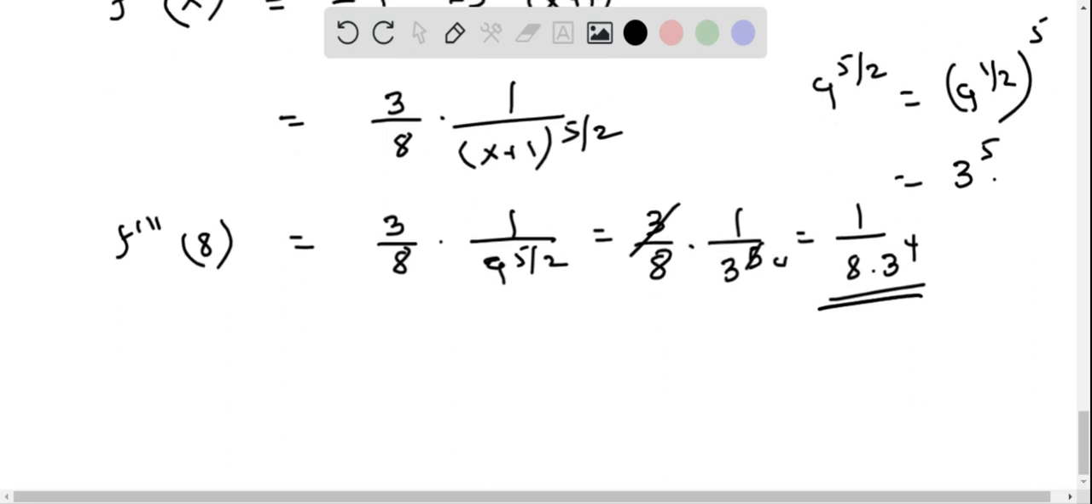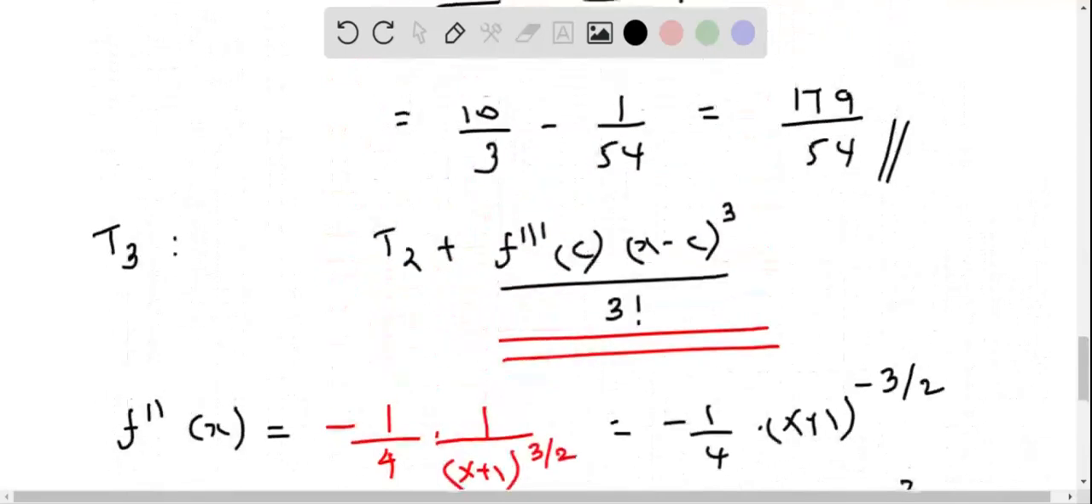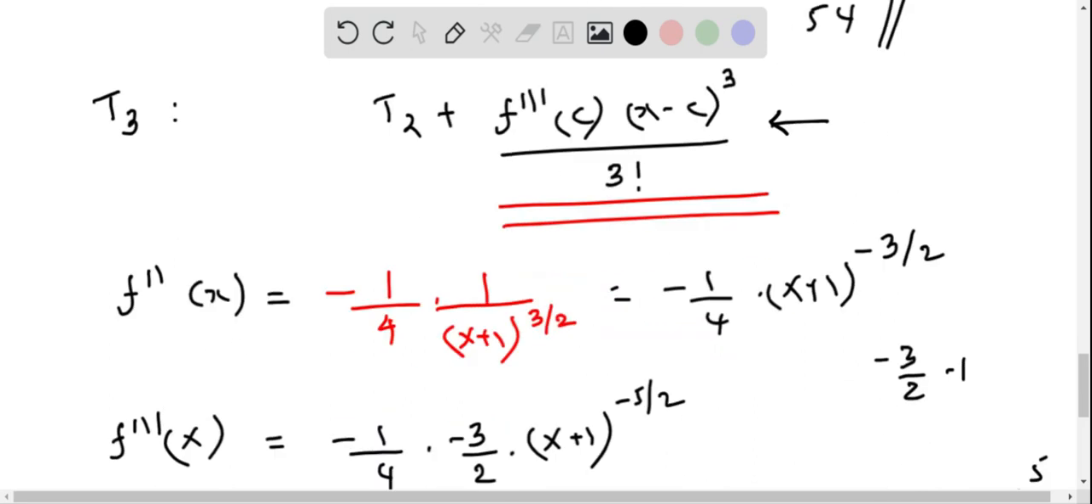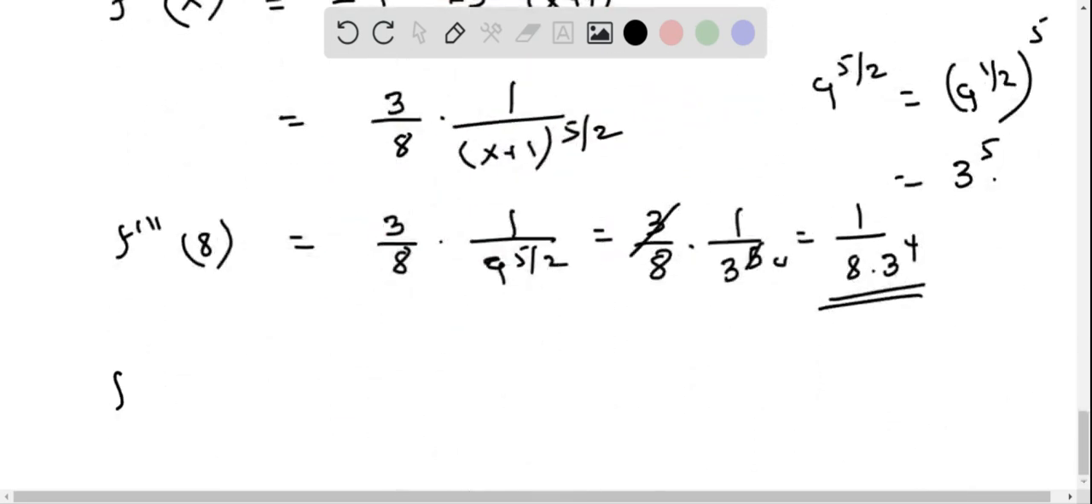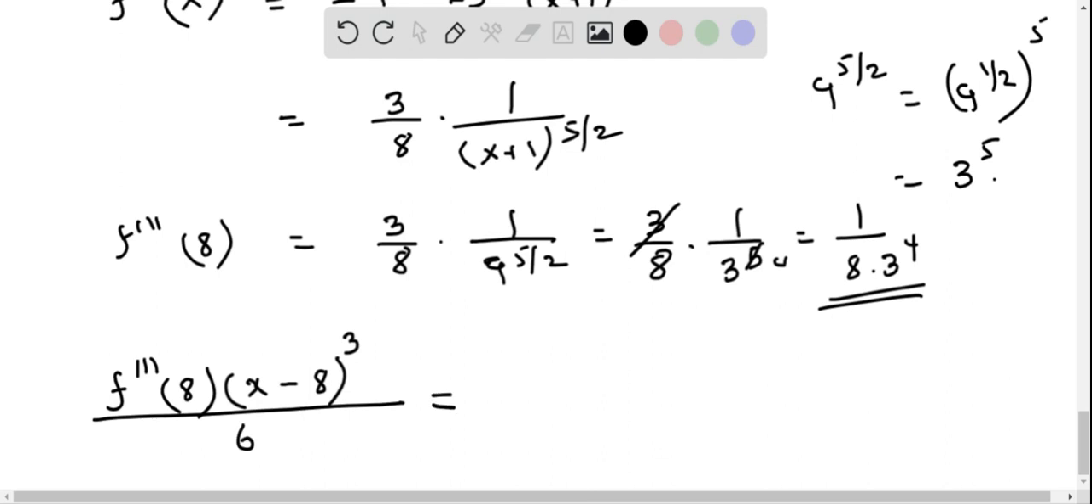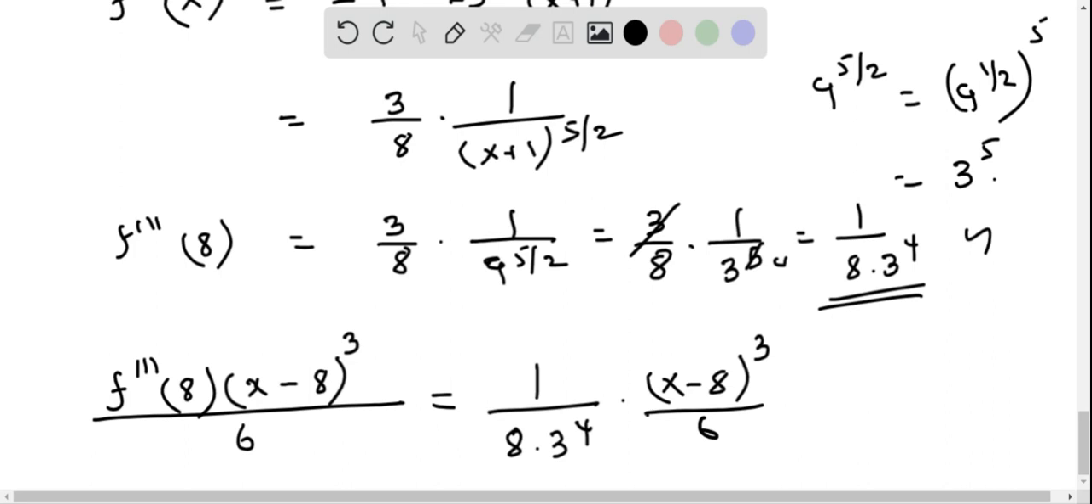So now let's find out this quantity, that is f triple prime of c multiplied with x minus c cube divided by 3 factorial. We are evaluating this. So f triple prime of 8 multiplied with x minus 8 raised to the power of 3 divided by 3 factorial, which is basically 1 times 2 times 3, which is 6. And this is equal to, we found out f triple prime of 8, I'm replacing it here. That is 1 by 8 times of 3 power 4 multiplied with x minus 8 cube divided by 6.